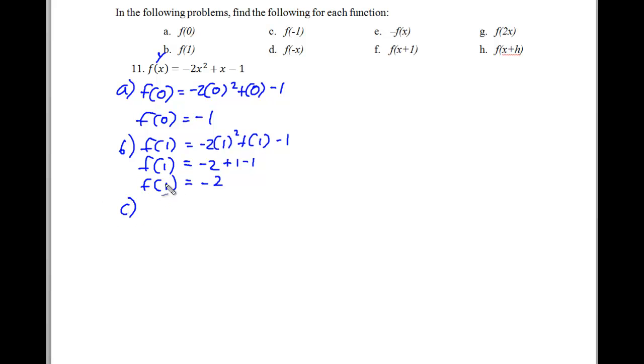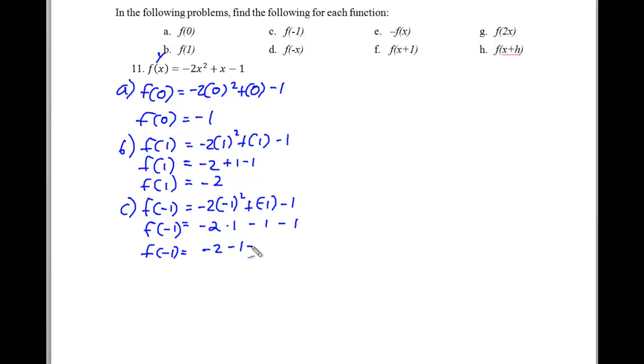Letter C, I'm going to plug negative 1 in for my x, and this is going to be a little bit trickier because you have an exponent there. Be very careful if you're going to do all of this on your calculator without writing out any work. You be very diligent about these parentheses, because this is negative 2 times positive 1. This negative 1 inside this parenthesis is going to be minus 1 minus 1. Following order of operations correctly here, we're going to have negative 2 minus 1 for a total of negative 4.